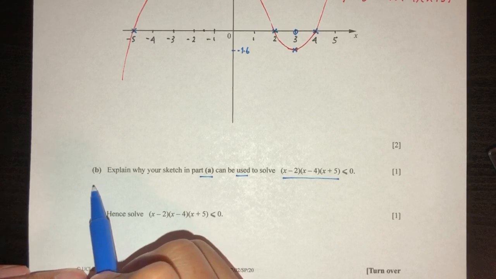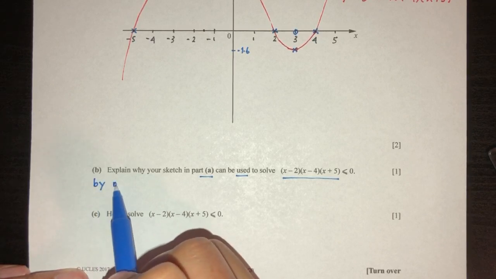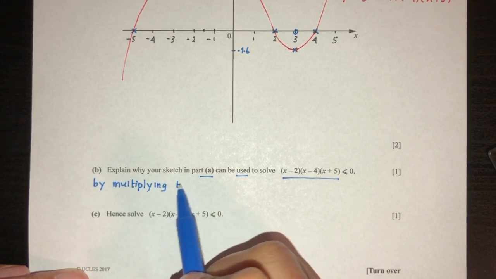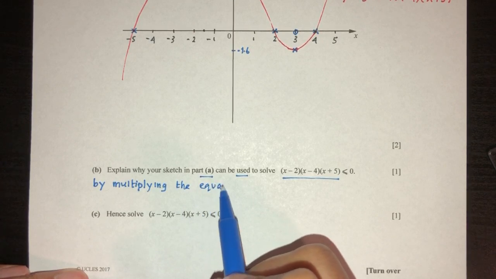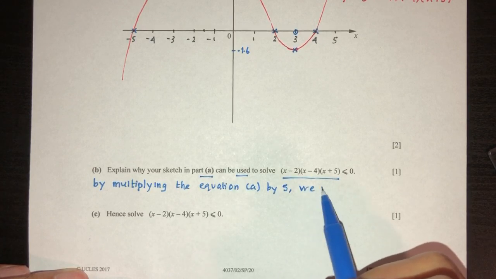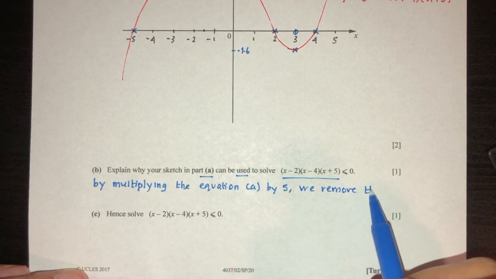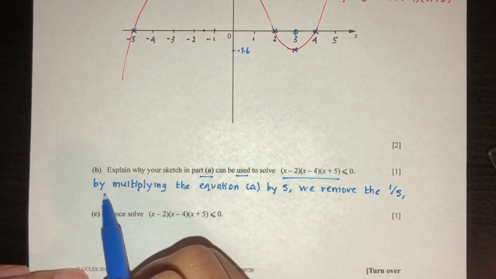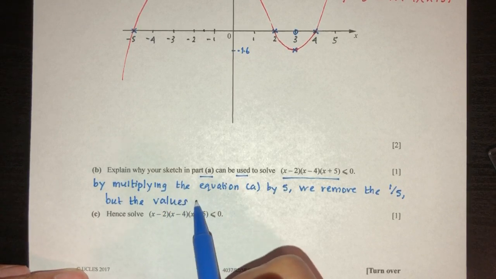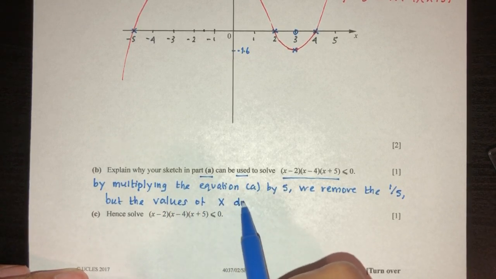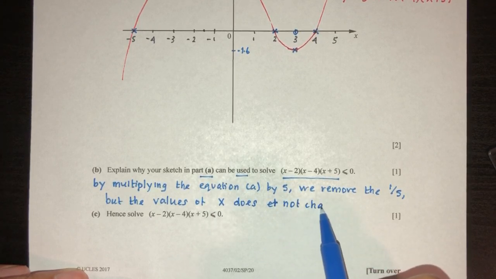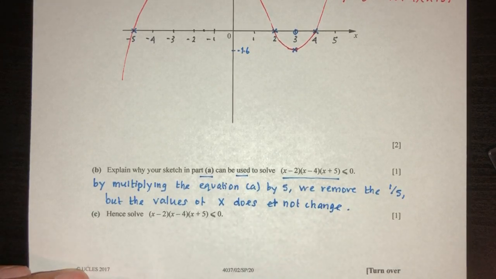Basically, we explain that by multiplying the equation by 5, we remove the 1 over 5, but the values of x do not change. That's why we can use that. Okay, that is enough for part B.